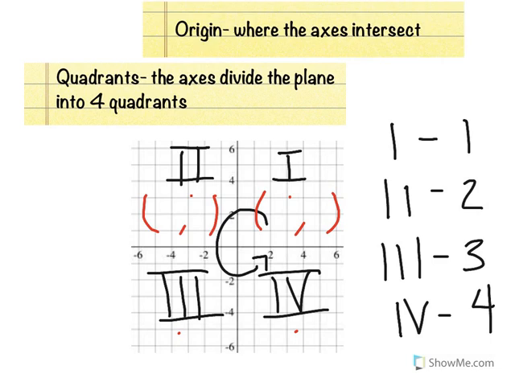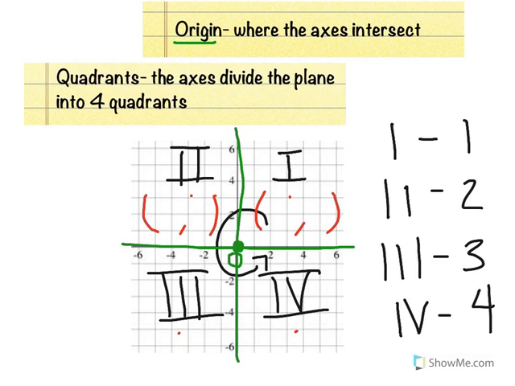Another vocab word to keep in mind is the origin, is where the two axes meet. Here are my axes, and they meet right here. That point is the origin. It is point 0, 0. Alright?